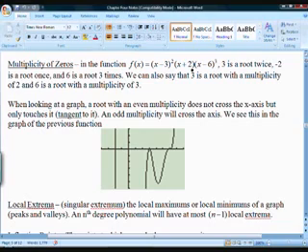Which one had an even multiplicity? 3, because it had a multiplicity of 2. 3 was a root twice. Look what happens at 3. It comes up and touches it, goes back down. Anytime you have a root with an even multiplicity, it's going to touch the x-axis and come back down. Anytime you have an odd multiplicity, it will cross.